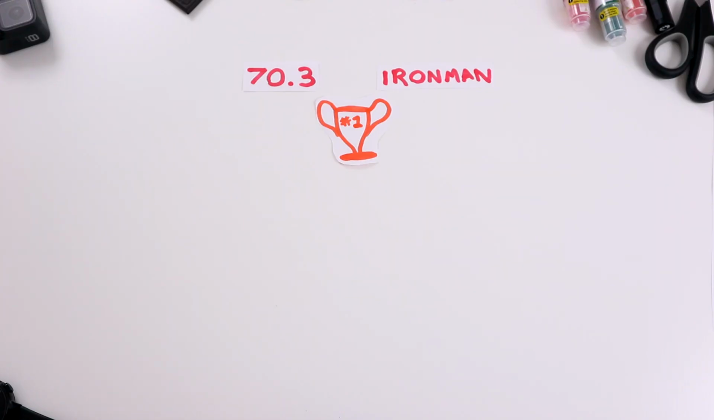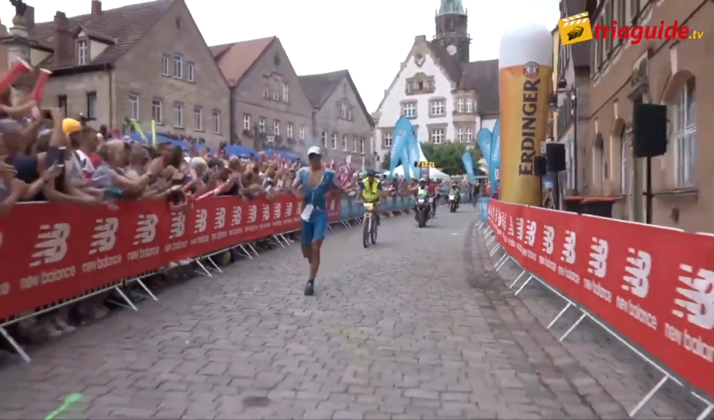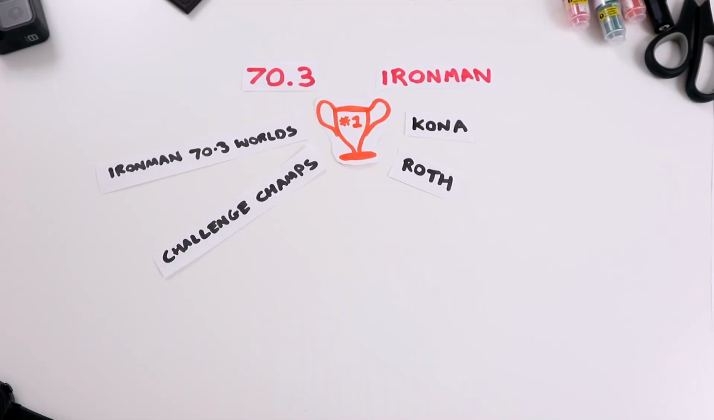The pinnacle of racing over the 70.3 distances is currently the Ironman 70.3 World Champs and the Challenge Championship. Over the Iron distance, the World Championships at Kona take this title. Challenge Roth has never seemed to quite match up to the reputation which Kona holds in most long distance triathletes' hearts.